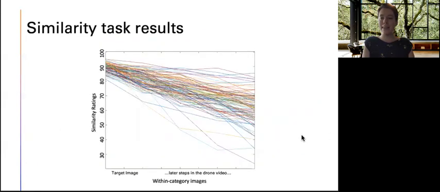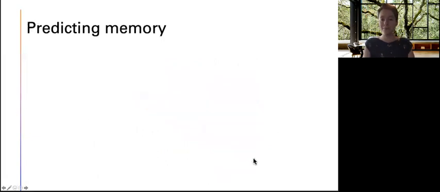Here's another way of looking at the data. Image 1 was paired with itself and with the next frame taken from the drone video. Participants rated those as most similar, and the wider distributions here, when the first and fifth images were judged, capture the variance in within category similarity in the database.